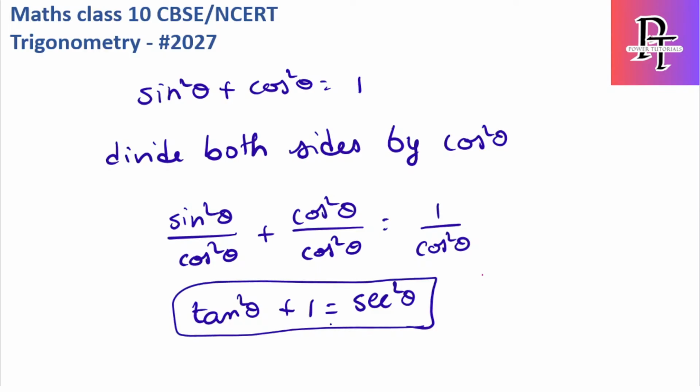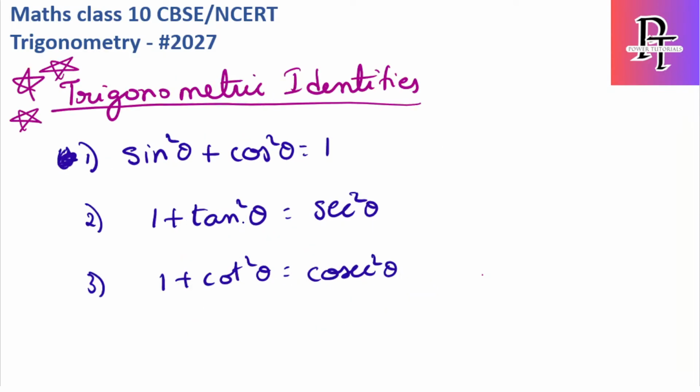See, this is nothing but the second identity. 1 plus tan square theta is equal to secant square theta.